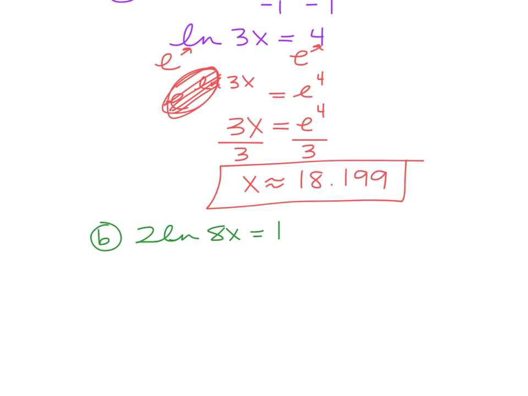All right, new problem. 2 times the natural log of 8x equals 1. What do we have to do first? Isolate. So we're going to do what to isolate? Divide by 2. Okay, so this is gone. So we have the natural log of 8x.